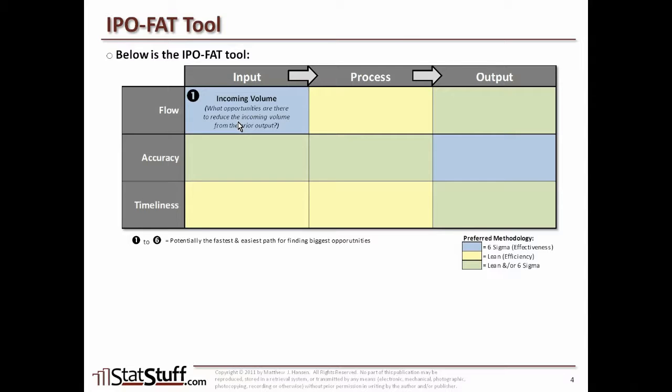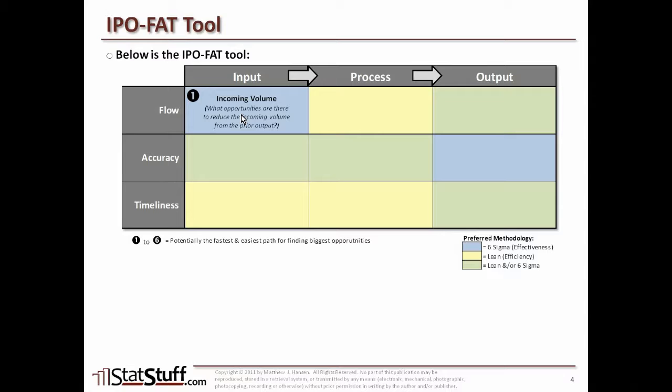So first we start off with this first box, the incoming volume. It's basically asking what are the opportunities of reducing the incoming volume from the prior output. That is, what is an input into this particular process? This input was an output from some other process before it. So what are those things that are coming in that maybe we shouldn't be getting at all? If we can make sure that we're getting only the right stuff flowing into us, and not getting stuff that isn't intended for us, then we'll be doing ourselves a whole lot of good. That way we're ensuring that we're only working on the things that are most critical.